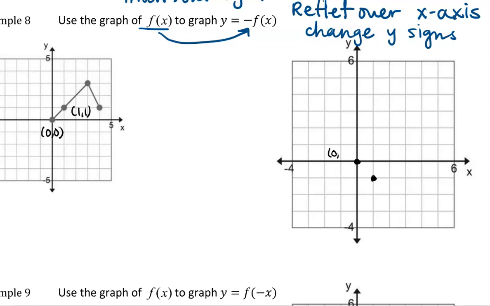So this is 0, 0. There's 1, -1. Here we have the point, looks like 3, 3. Changing the sign of the y value puts us at 3, -3. Flip that point over the x-axis. And then the last point we have labeled here, or with a dot on it, is the point 4, 1. So that will now be at 4, -1. And now I'm going to connect these points the same way that they were connected before. So that's the graph reflected over the x-axis.